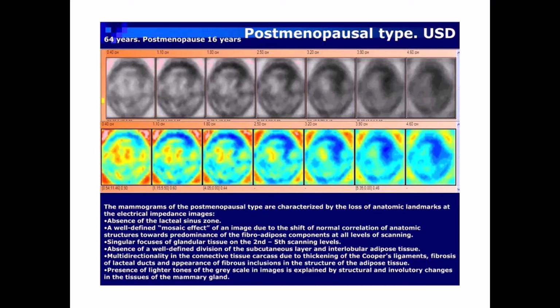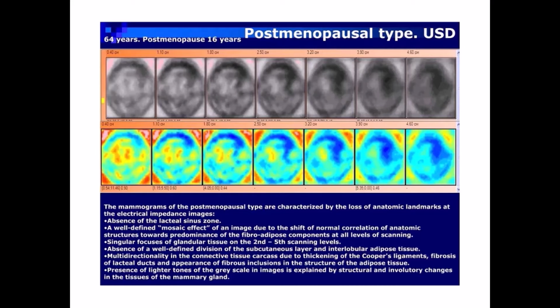Postmenopause, 16 years. The mammograms of the postmenopausal type are characterized by the loss of anatomic landmarks at the electrical impedance images. Absence of the lacteal sinus zone. A well-defined mosaic effect of an image due to the shift of normal correlation of anatomic structures towards predominance of the fibro-adipose components at all levels of scanning.